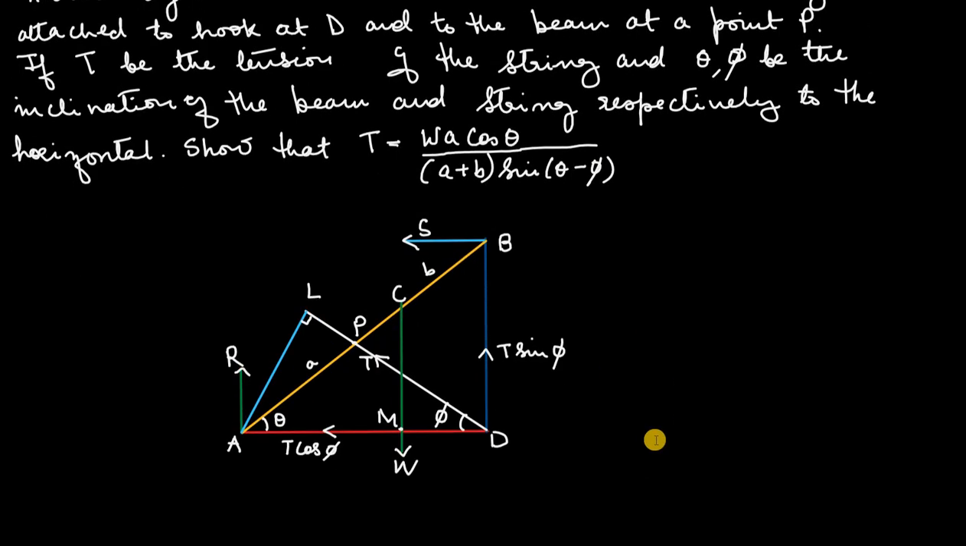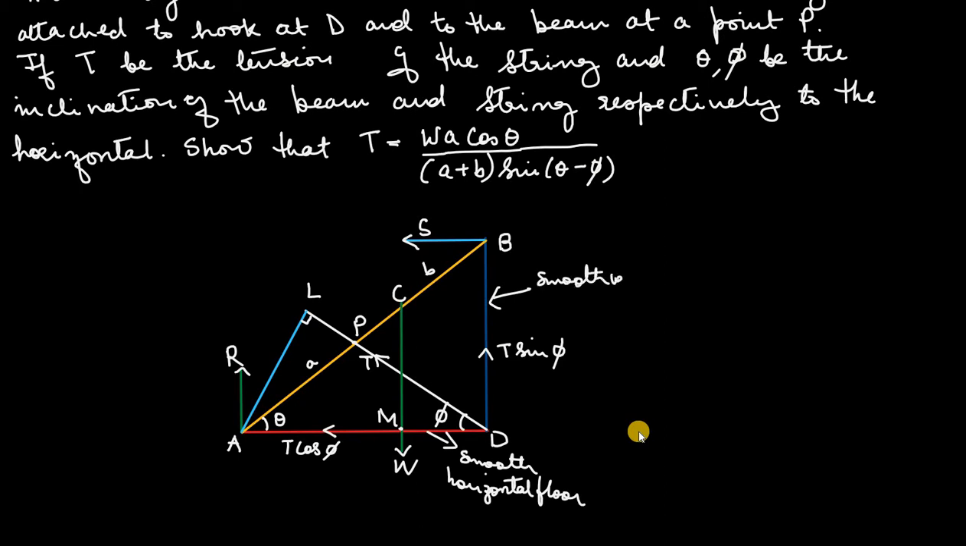So here let me show you the diagram. So you have here, this red one is the smooth horizontal floor. And this one is the smooth vertical wall. And AB here is the beam. This one is a string.